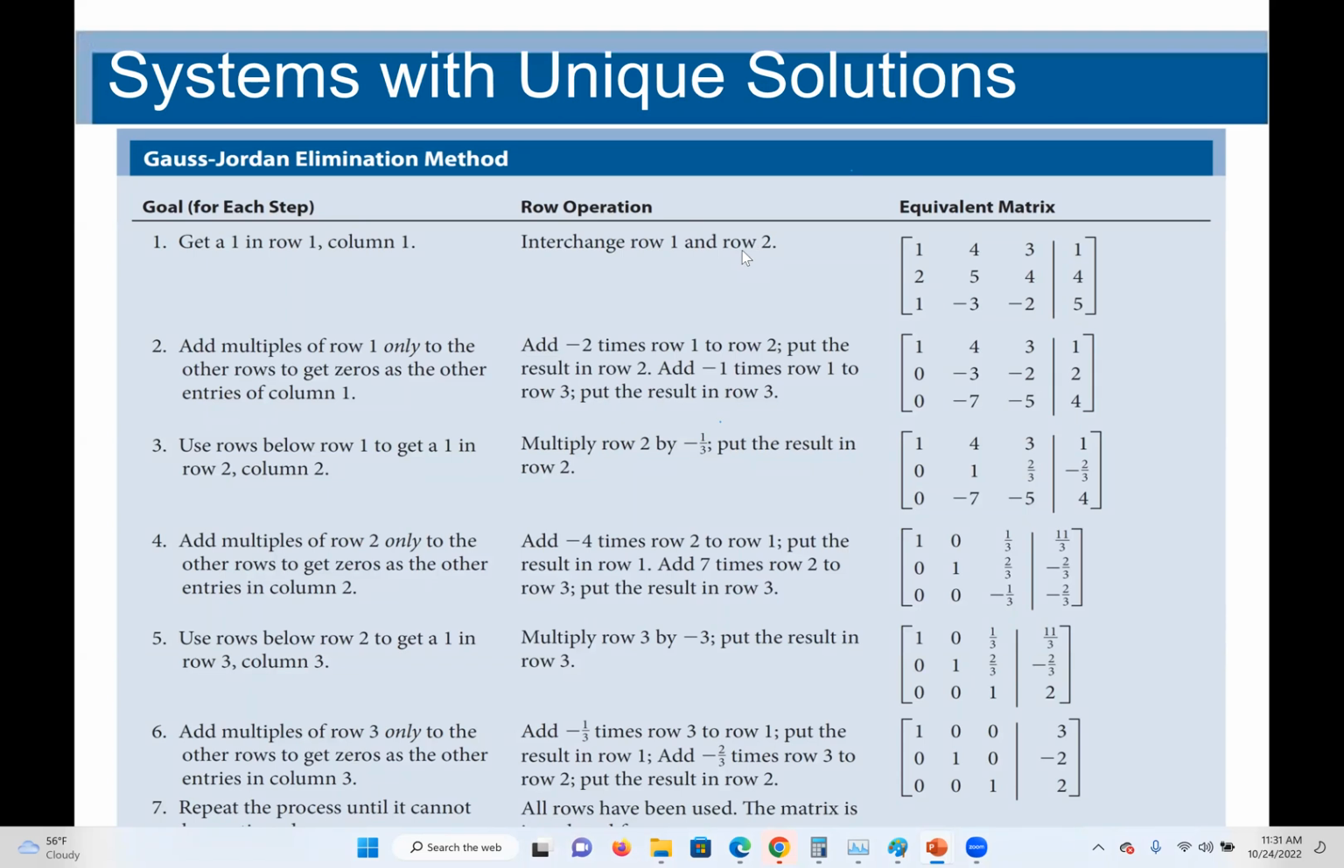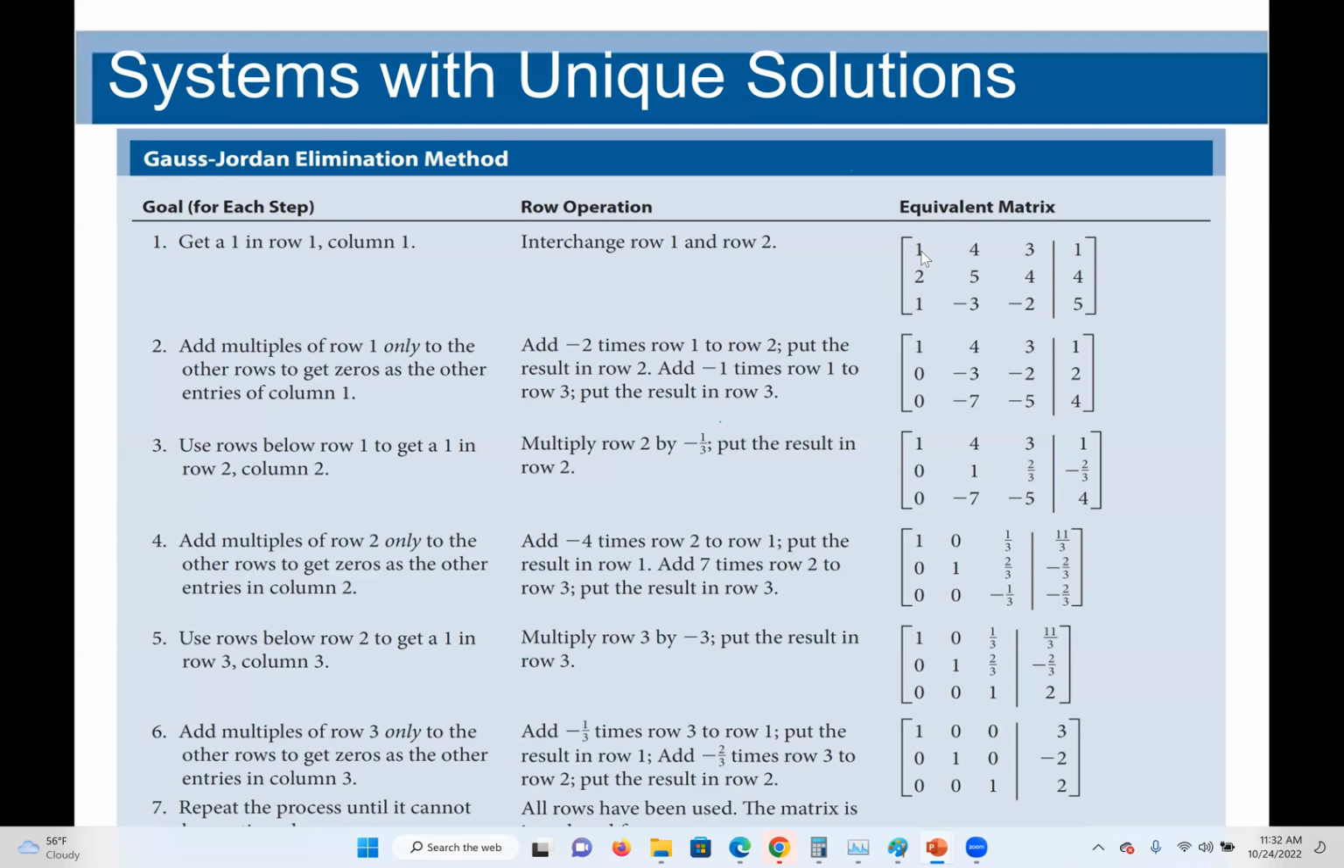Here they decided to interchange 1 and 2, but again, you can do 1 and 3. They interchanged 1 and 2, so now we have 1 in the first row, first column. Now we want to make sure the rest of the entries in that column, the second row and third row, first column, are changed to zeros. How can I change 2 to 0? It's straightforward. I will multiply the first row by -2 and add it to the second row, and that will give me the new second row. That's what they did here: add -2 times row 1 to row 2, and put the result in row 2.